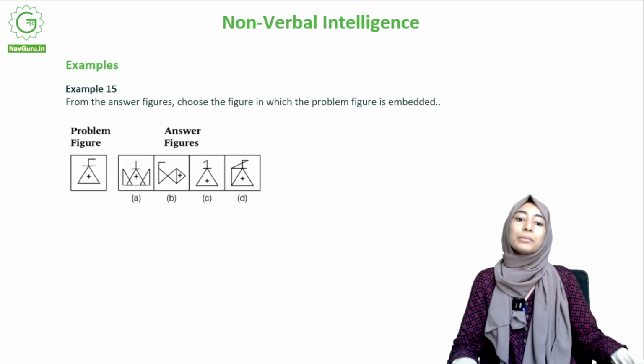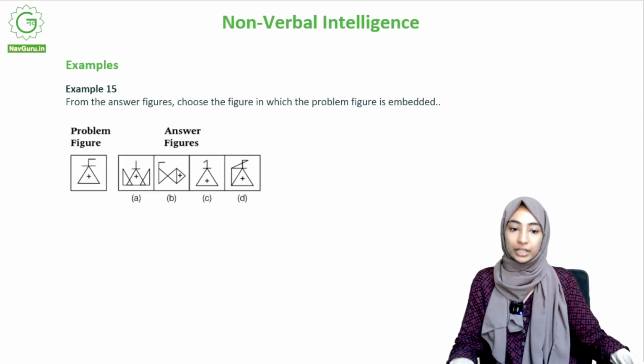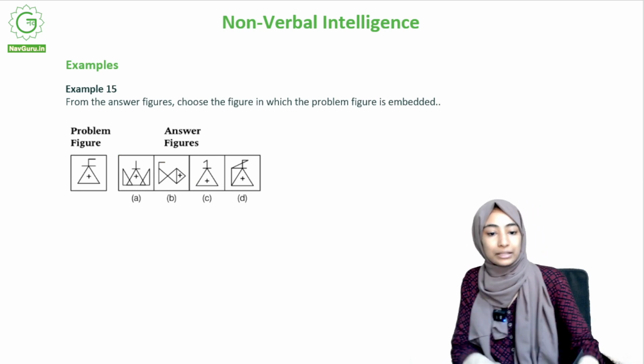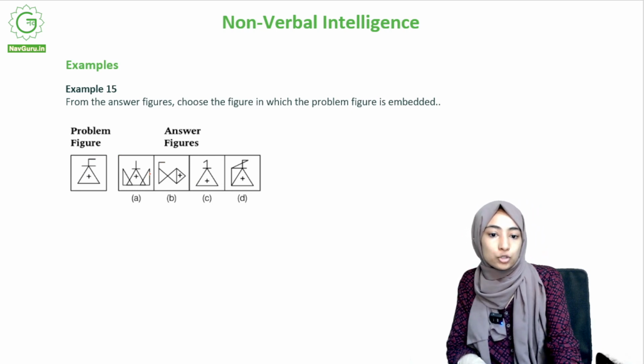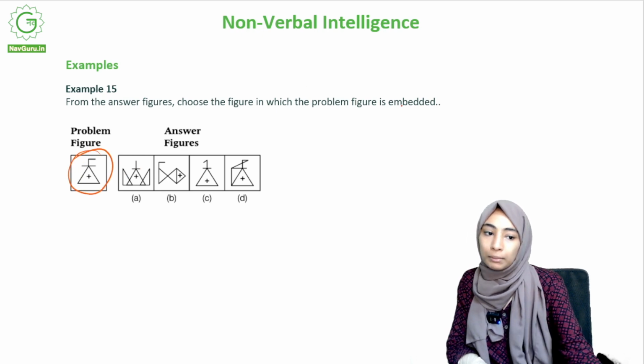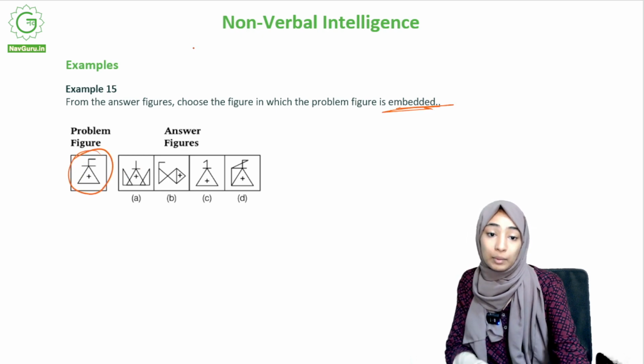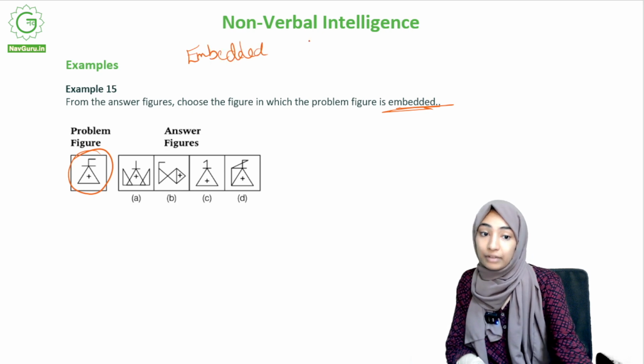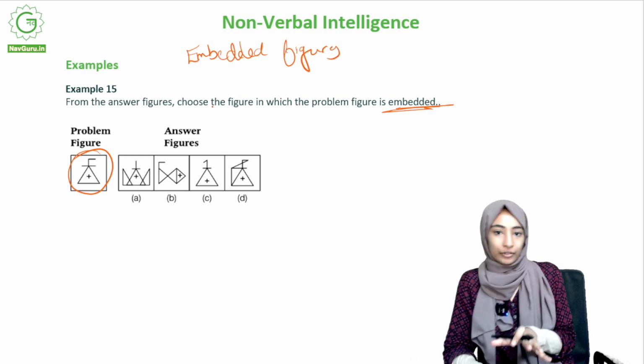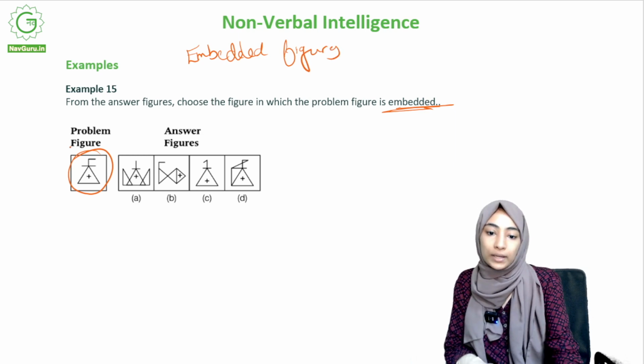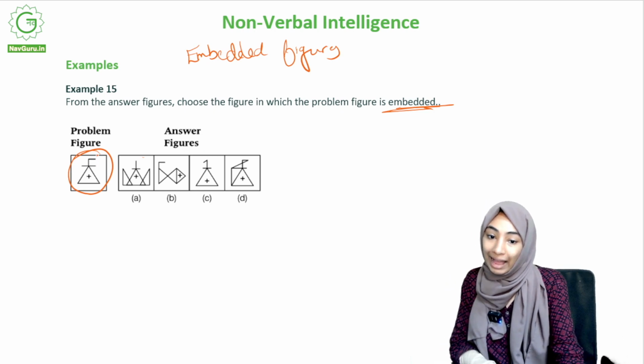Moving on. From the answer figures, choose the figure in which the problem figure is embedded. Again, the same thing. I need to choose which of these figures has this problem figure. What do I mean by embedded? We actually have a topic under nonverbal intelligence called embedded figures, right? Basically, when you have a figure inside another figure or it's a part of another figure. So I need to see in which of these figures do I have this figure.